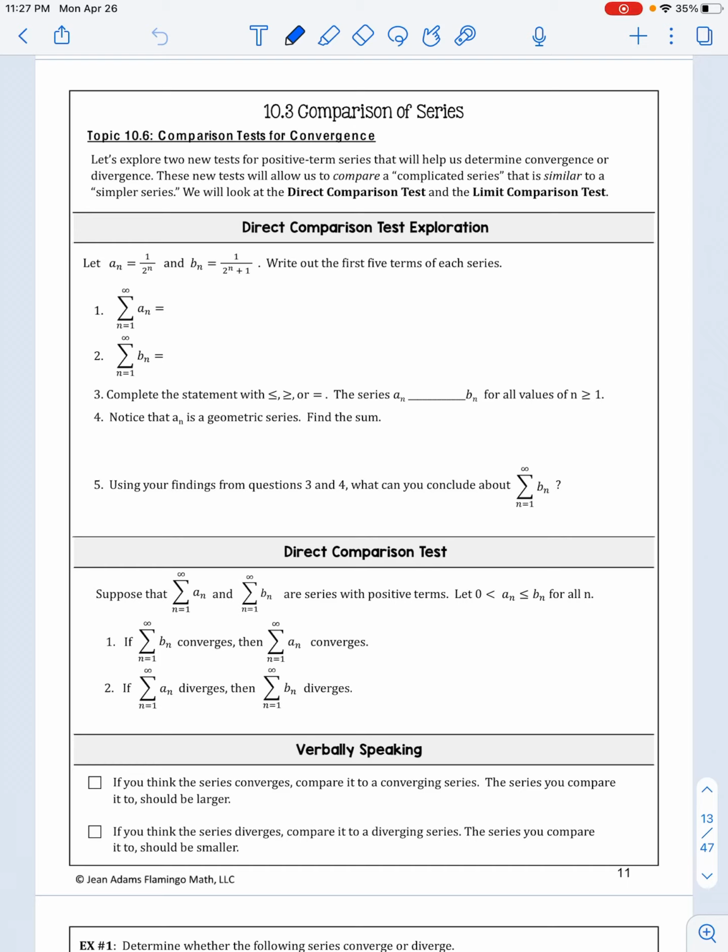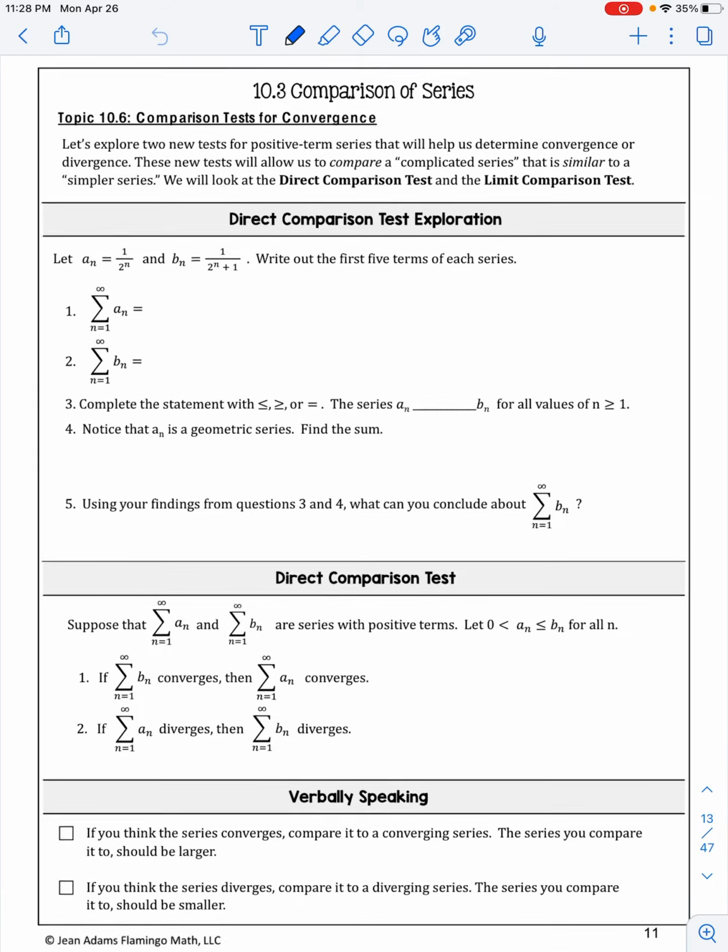10.3 Comparison of Series. Let's explore two new tests for positive term series that will help us determine convergence or divergence. These two new tests will allow us to compare a complicated series that is similar to a simpler series. We will look at the direct comparison test and the limit comparison test. The direct comparison test exploration.